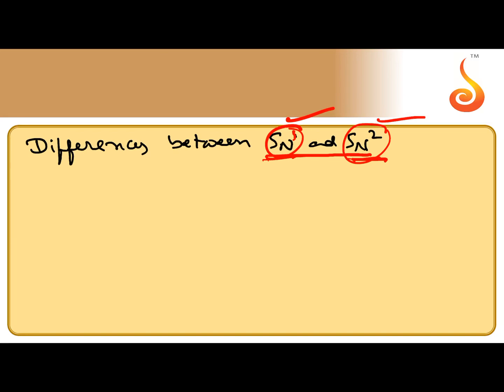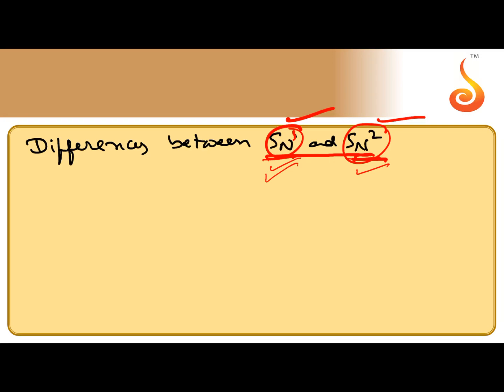The rate of SN1 depends on the leaving ability of the leaving group and the stability of the carbocation. In SN2, the rate depends on the leaving ability of the leaving group, and at the same time the strength of the attacking nucleophile. Polar protic solvents are suitable for SN1. Polar aprotic solvents are suitable for SN2.